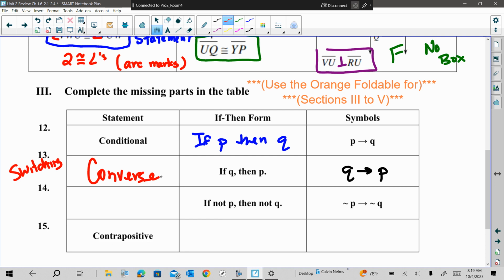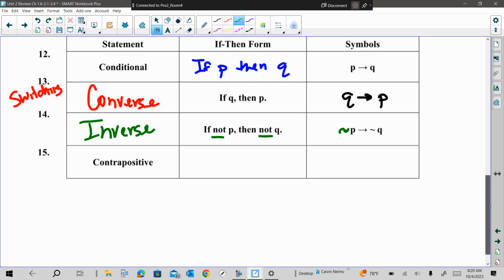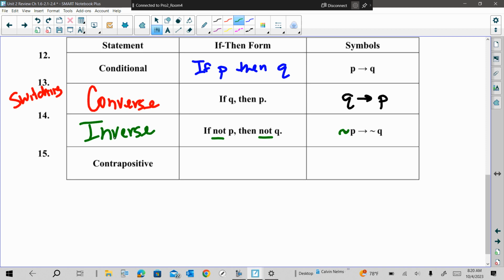So this next one says if not P, then not Q. Yep, they negated both. The way I know it's a negation right off the bat is I see the word not. Remember that goes with this symbol in front. So because they negated both, this is the inverse. An inverse negates both the conditional's hypothesis and conclusion. So inverse is negating both. Contrapositive is negating and switching.